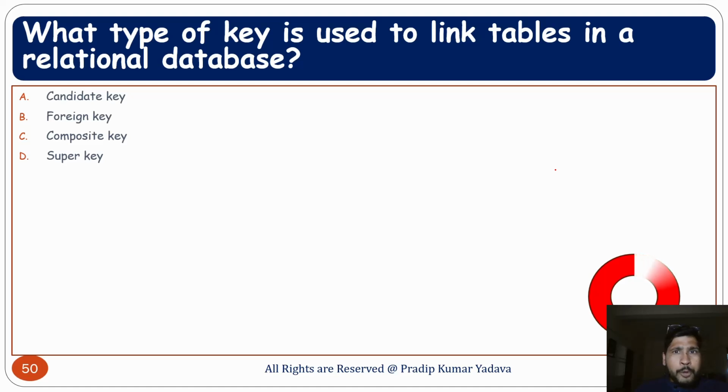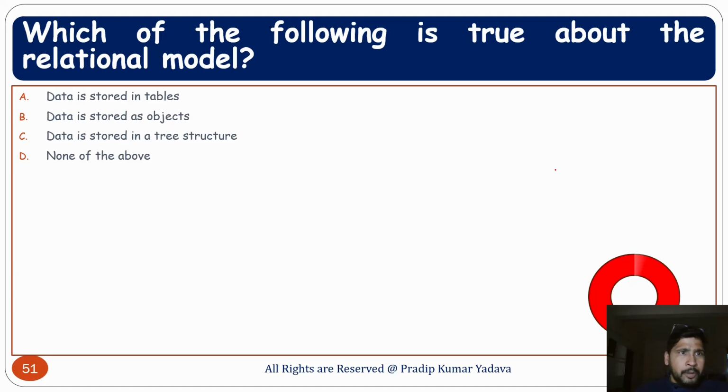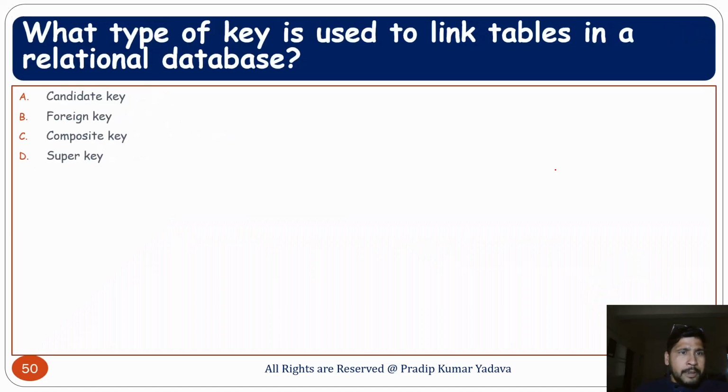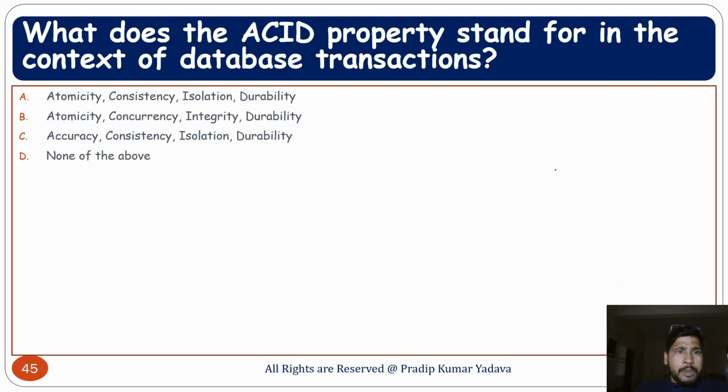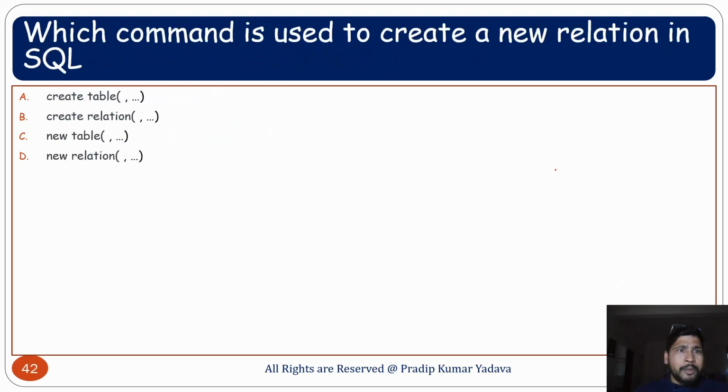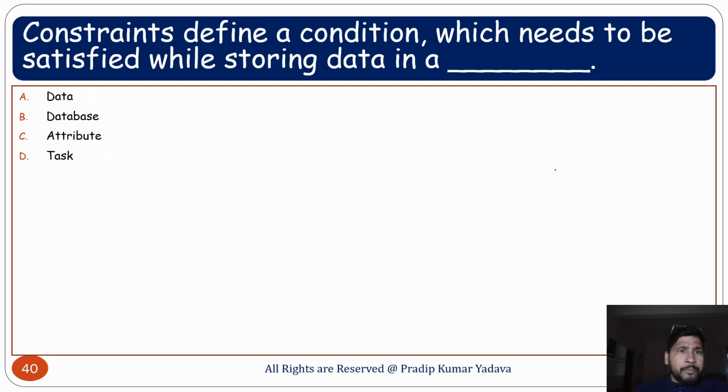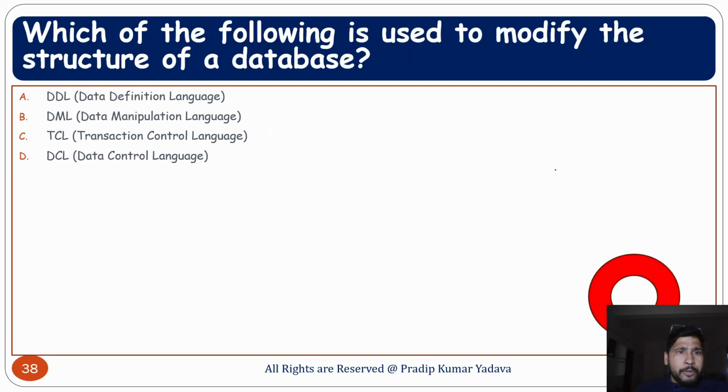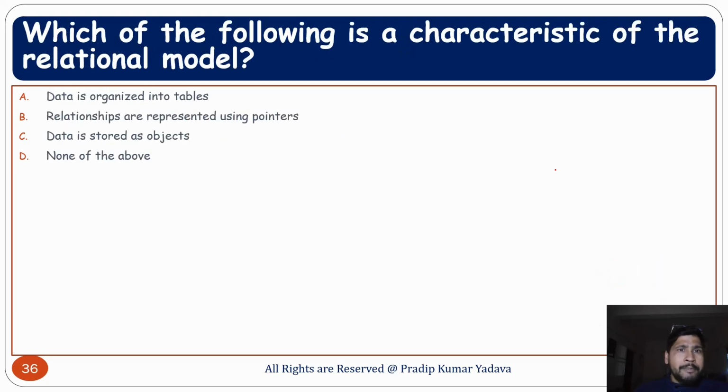What type of key is used to link tables in a relational database? So basically foreign key and primary key are used to create relationship between the tables. Which of the following is true about the relational model? So basically in relational data model, data is stored in tables. So I think we have discussed 50 questions, which are based on the basics of RDBMS. So in the next quiz, definitely we will discuss some SQL queries and some basic concepts.